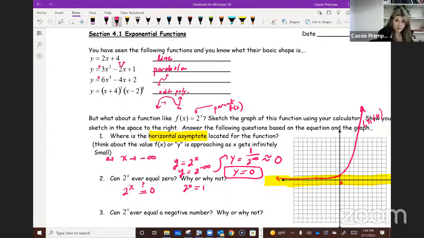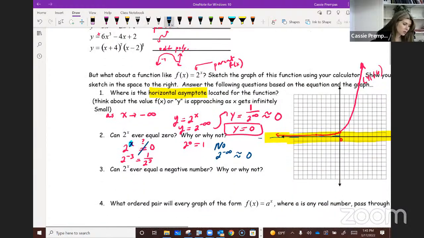What if x is a negative number, like 2 to the negative third? Well, then it just becomes 1 over 2 to the third. It becomes a fraction. So is there any number that I can use to plug in for x that would equal 0? No, it's never going to reach 0. That's why it's an asymptote. It's going to get closer and closer and closer, but never actually touch. So no, because 2 to the negative infinity approaches 0, but it doesn't actually reach 0.